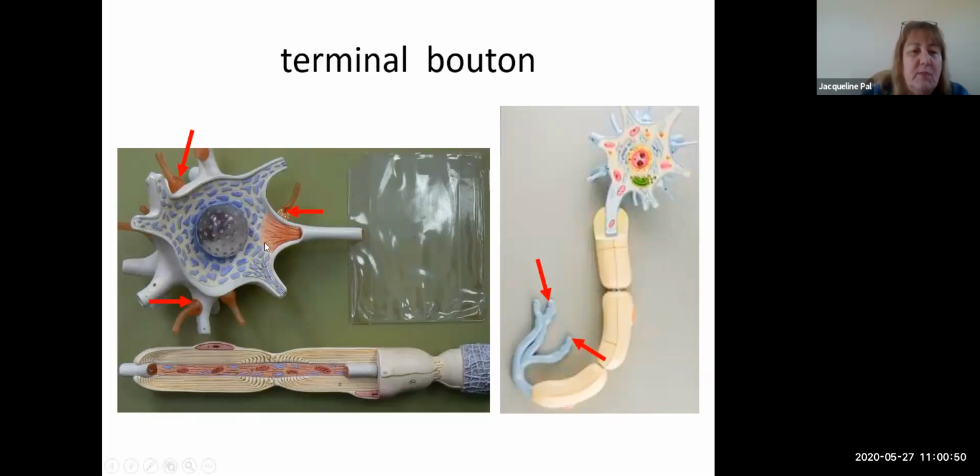So if we go to the picture on the left where we have the large cell body, and you can clearly see the dendrites attached to it, which are in blue, you also see these brownish structures, each of which is an axon terminal with a terminal bouton. And so these are axon terminals from other neurons giving their information to the cell body or the dendrites of this blue neuron.